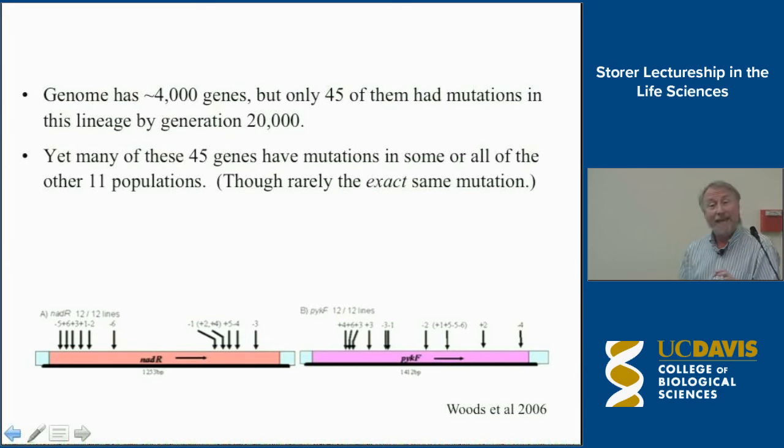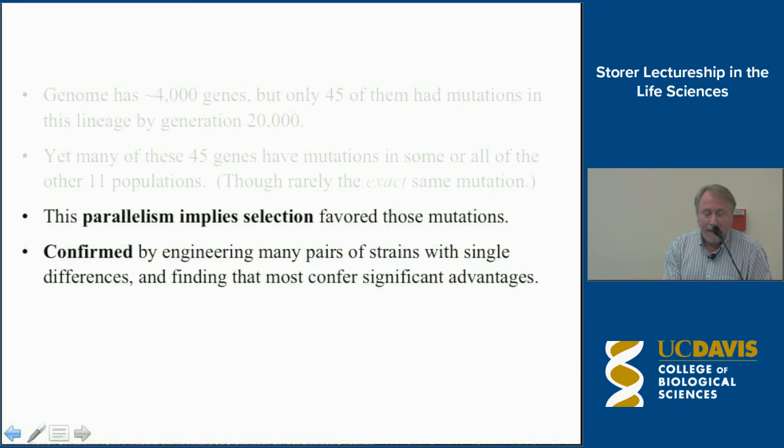In almost every case, it's a different mutation, but it's showing parallel evolution or convergent evolution, the repeatability of evolution, that natural selection is fishing out mutations in the same targets independently in these replicate populations. And I sort of jumped the gun, but basically this parallelism implies selection has favored those mutations.